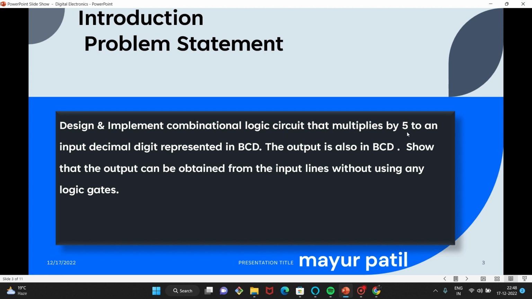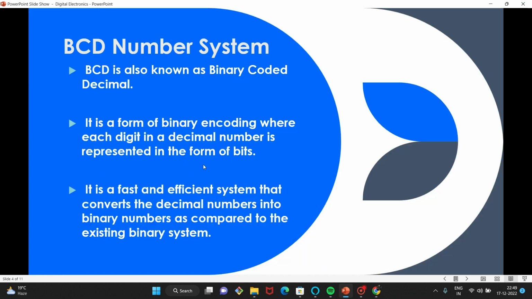So, multiply by 5 an input decimal digit represented in BCD, and the output is also in BCD. Show that the output cannot be obtained from the input lines without using any logic gate. Another topic is the BCD number system.